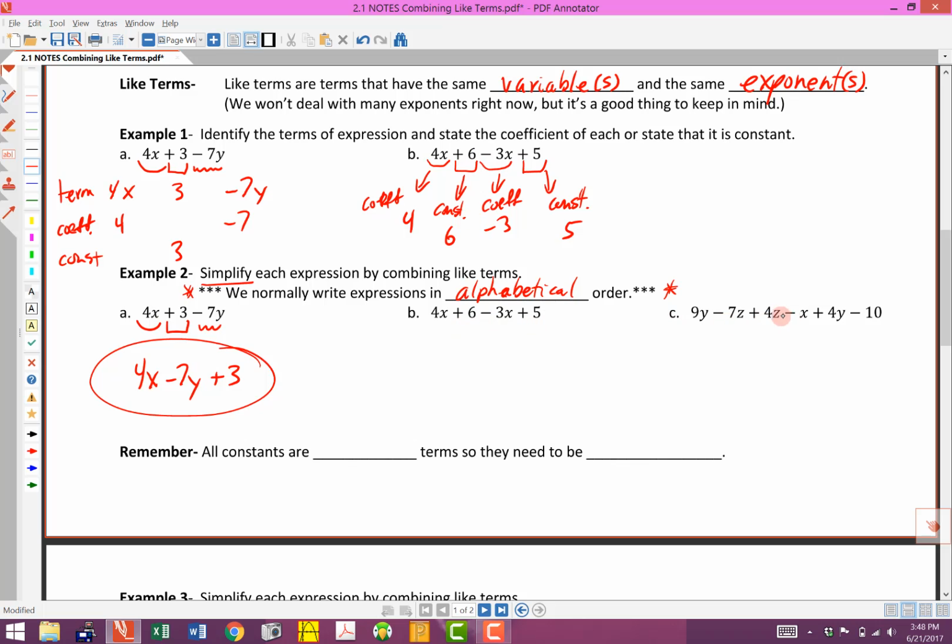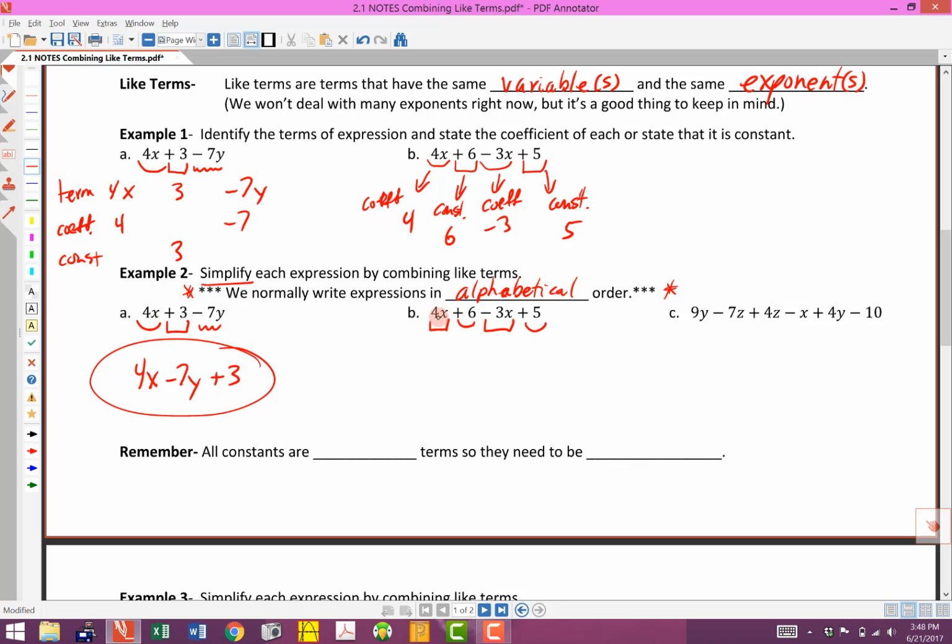Now, if we take a look at this example right here, again, these are copies of the ones up above, and then we've got this extra one right here. Let's take a look through here. We've got two terms that have x's, okay? And then these other ones, these are just constants. Now, the constants are going to go at the end, the variables are going to go at the beginning.